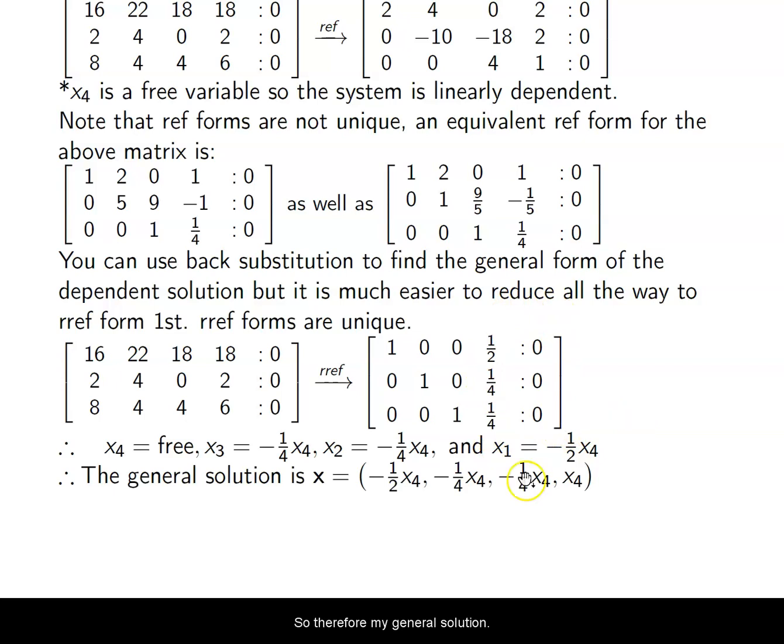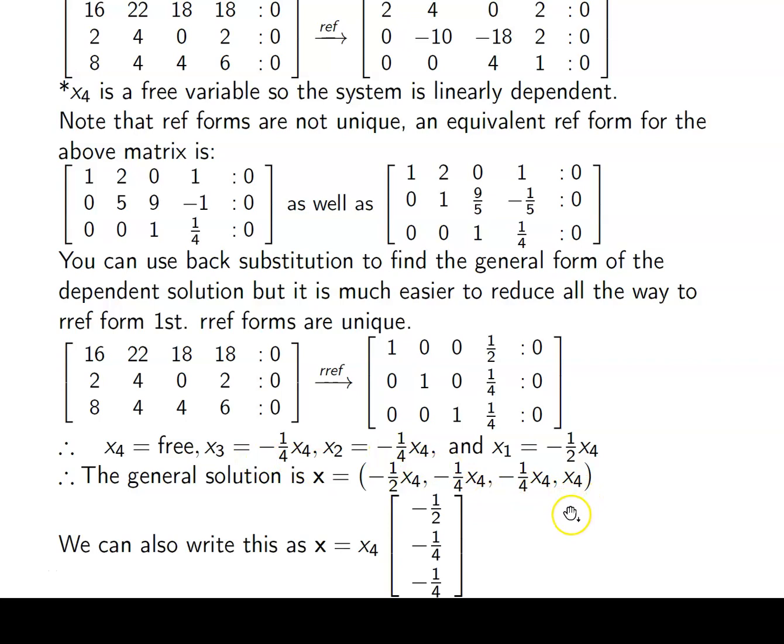So therefore my general solution, my vector solution x, right, is -1/2 x4 as x1, my x2, my x3, and then that free variable x4. Okay. We can also write it as a column vector, pull out that x4 term, because remember it can be whatever it wants, and then this is what my vector solution looks like. Okay.